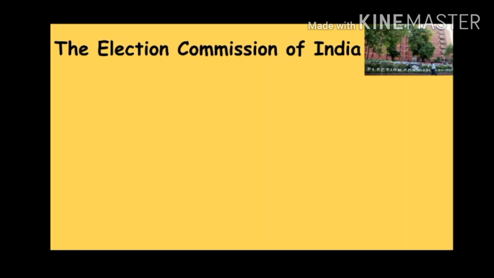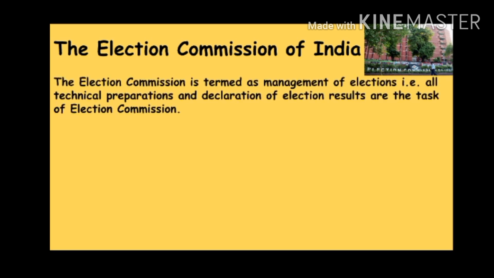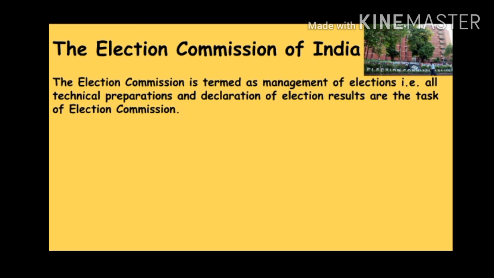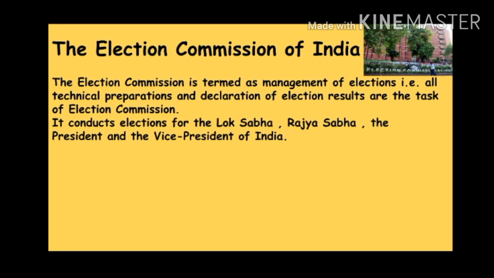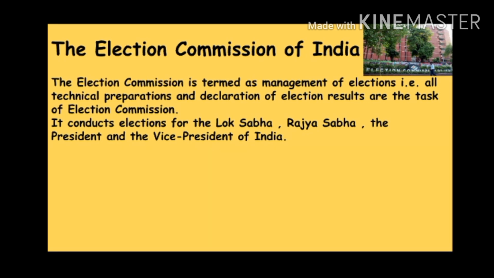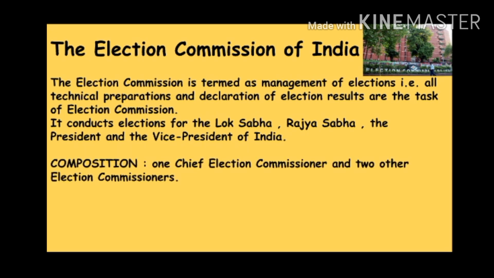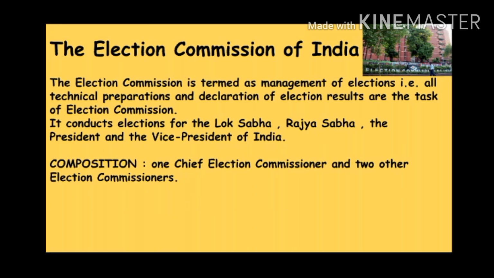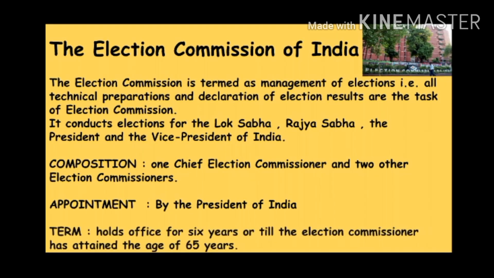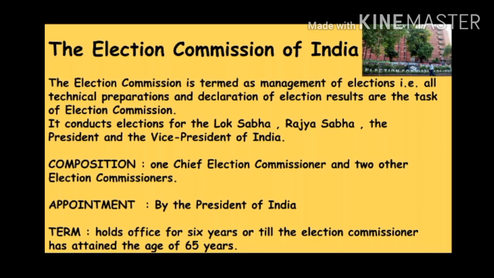The Election Commission of India. The Election Commission of India manages all technical preparations of elections and the declaration of election results. It conducts elections for the Lok Sabha, Rajya Sabha, President and the Vice President of India. Now let's do the composition of the Election Commission. The Election Commission of India consists of one Chief Election Commissioner and two other commissioners who are appointed by the President of India for a term of 6 years or until the commissioners attain the age of 65 years.